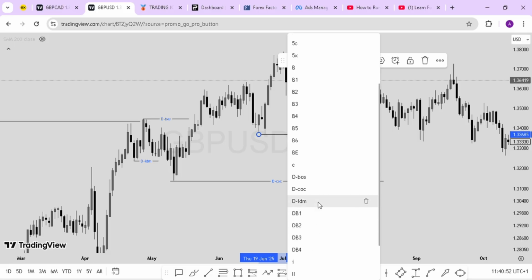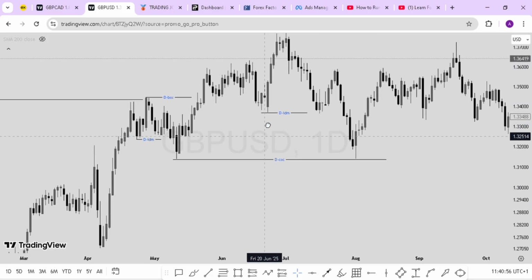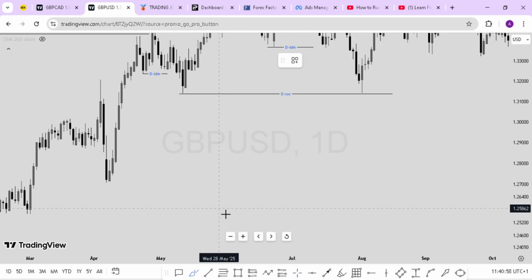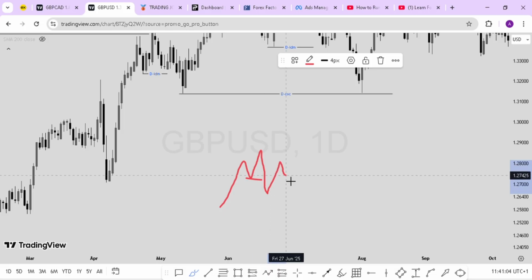I don't know if you guys understand me, but if you have any question, you can drop it in the comment section. Let me explain this again. Let's say you have a structure that the market created. Remember, I said this break of structure will confirm our break of structure.